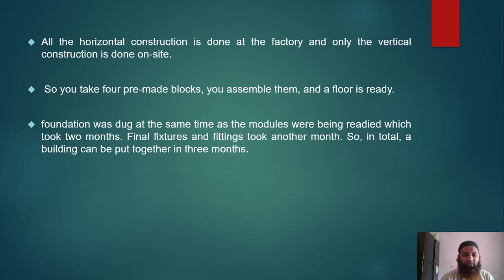The foundation was dug at the same time as the modules were being readied, which took 2 months. So offsite and onsite, everything was done simultaneously. Final fixtures and fittings took another month. So in total, a building can be put together in 3 months. Just imagine, a 10-story building comes up in 3 months, with time taken for casting construction, and here in the industry also this construction has taken place.